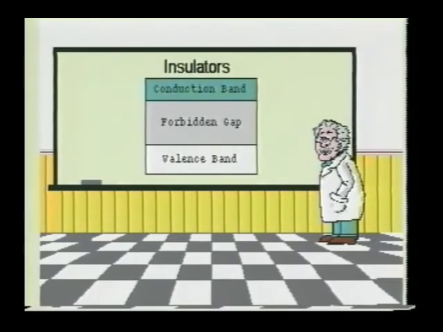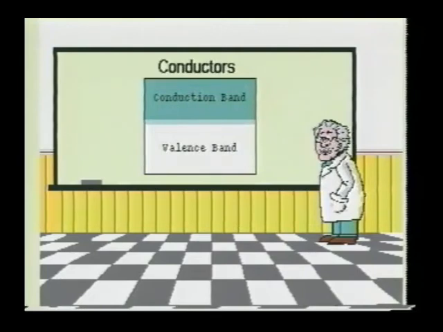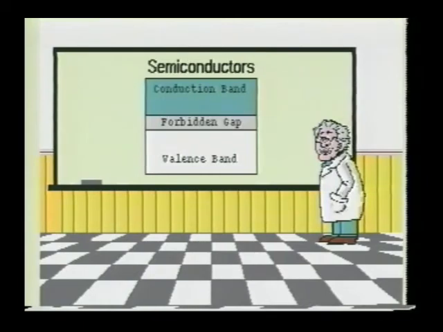Insulators, as you have seen, will have a wide forbidden gap. Conductors will have no forbidden gap at all. Their energy bands will actually overlap. Semiconductor materials, on the other hand, will contain a narrow forbidden gap.